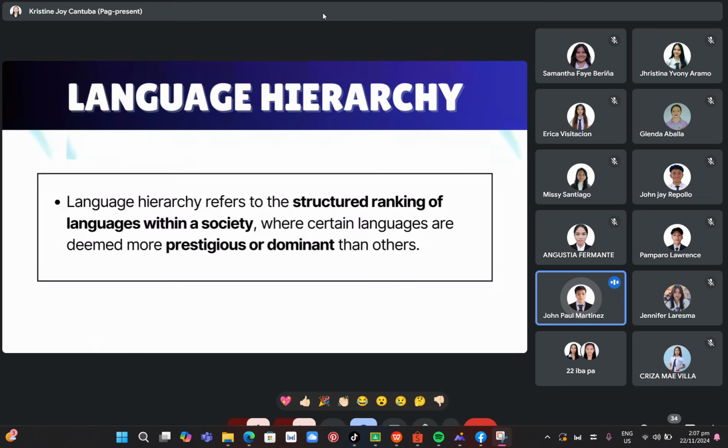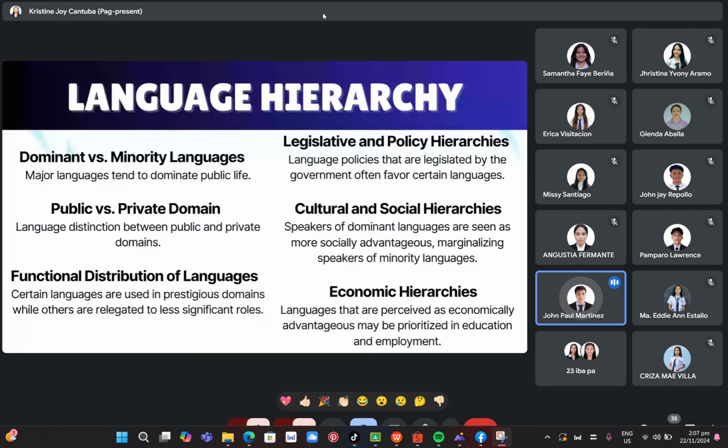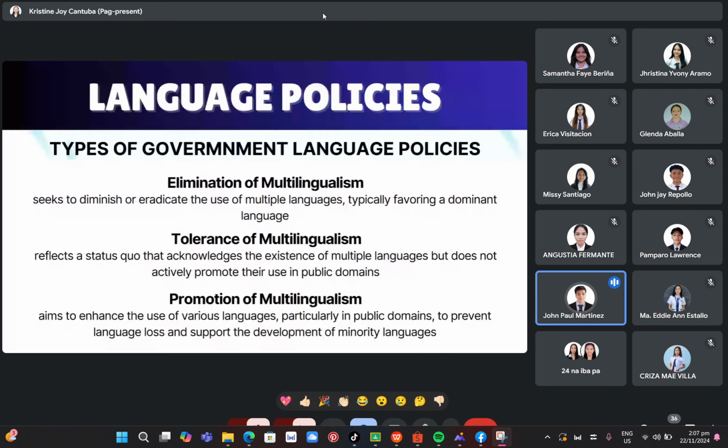Language hierarchy, on the other hand, refers to the structured ranking of languages within a society, where there are majority and minority languages. We also have the dominant versus minority languages, public versus private domain, functional distribution of languages, legislative and policy hierarchies, cultural and social hierarchies, and lastly, economic hierarchies. And we have the three types of government language policies, which are the elimination, tolerance, and promotion of multilingualism.